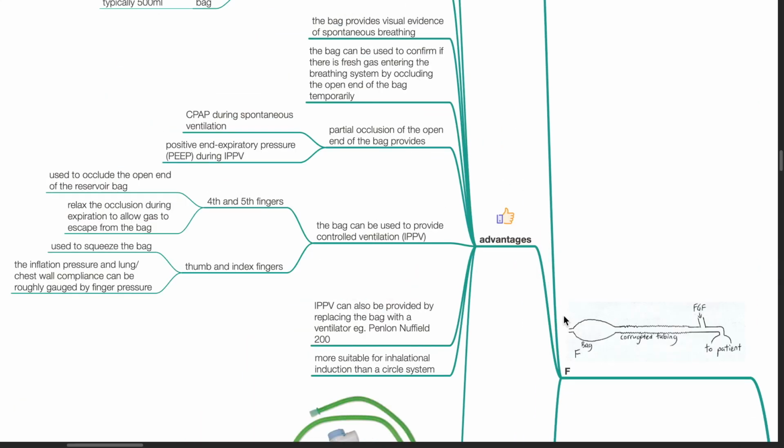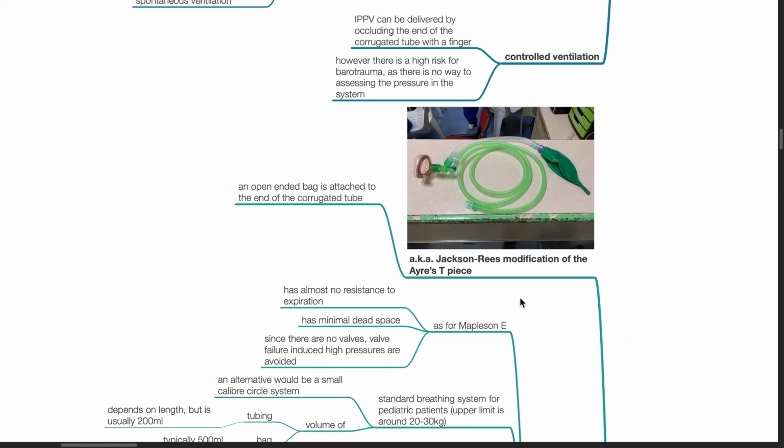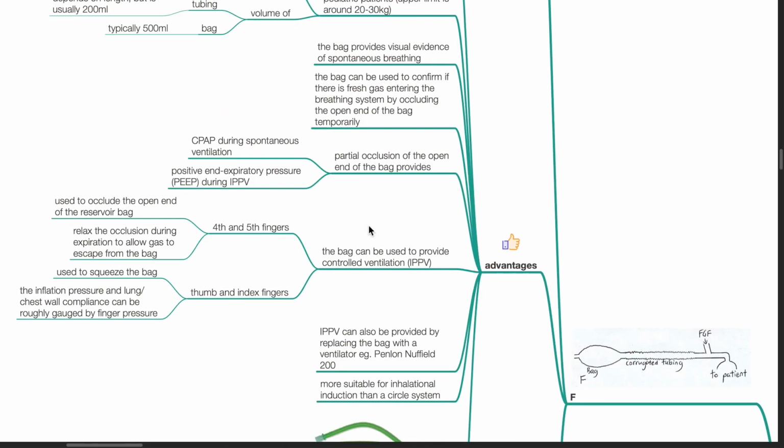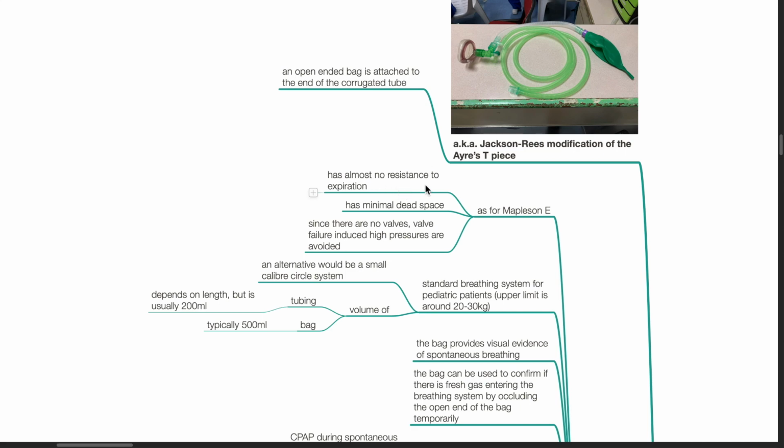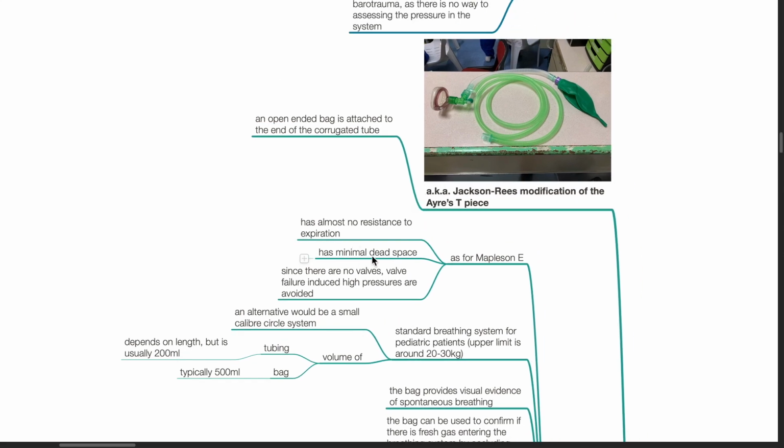Mapleson F. Also known as the Jackson-Rees modification of the Ayres T-piece, an open-ended bag is attached to the end of the corrugated tube. Advantages: As for Mapleson E, it has almost no resistance to expiration and has minimal dead space.